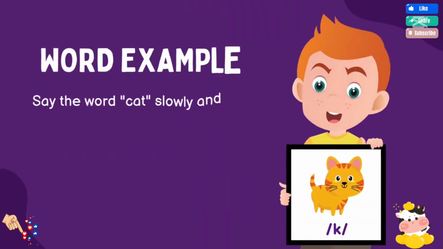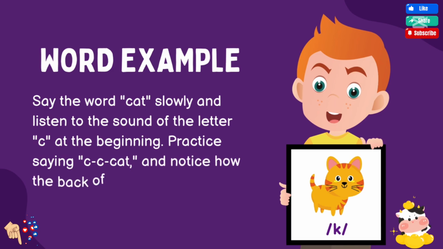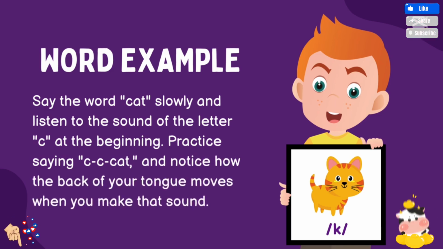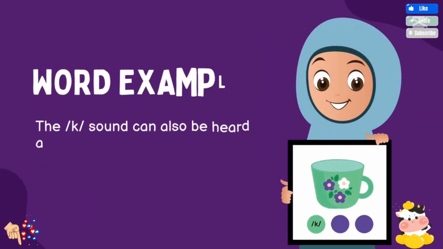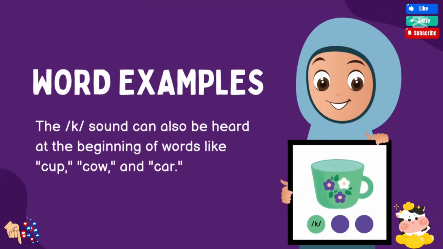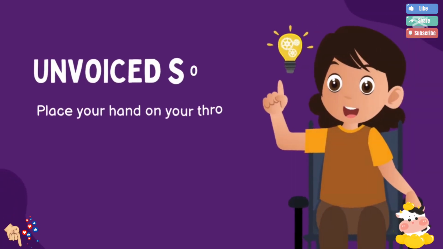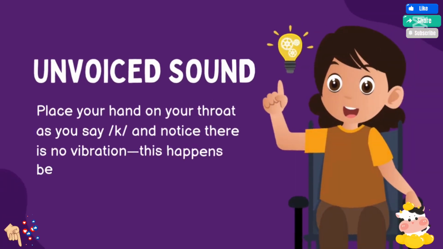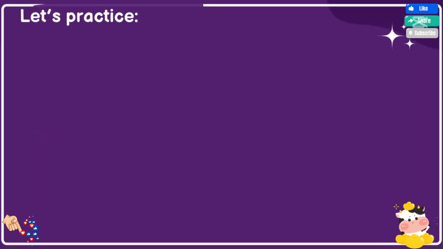Say the word cat slowly and listen to the sound of the letter C at the beginning. Practice saying C, cat, and notice how the back of your tongue moves when you make that sound. The K sound can also be heard at the beginning of words like cup, cow, and car. Place your hand on your throat as you say K and notice there is no vibration. This happens because K is an unvoiced sound.